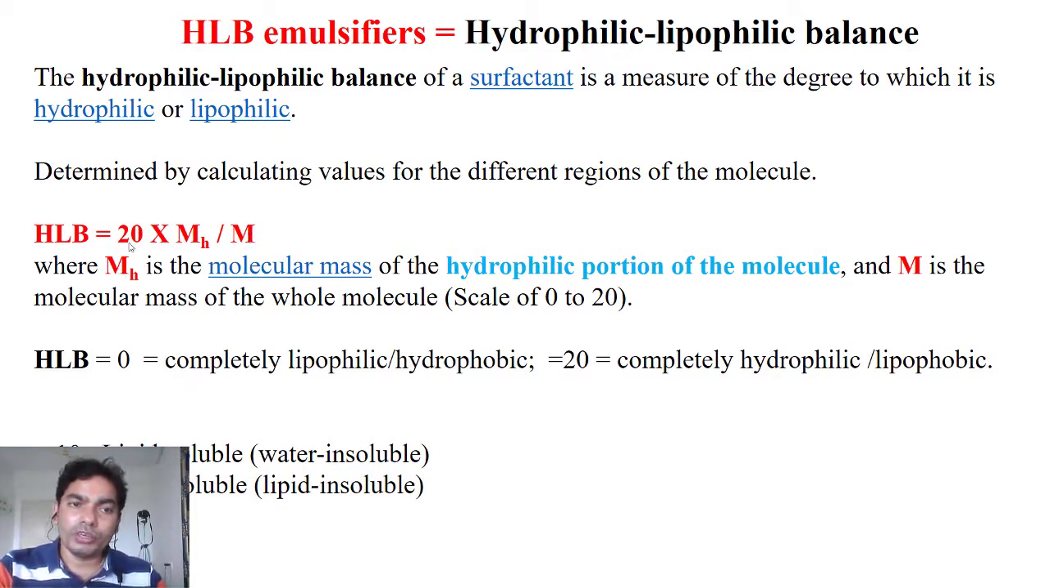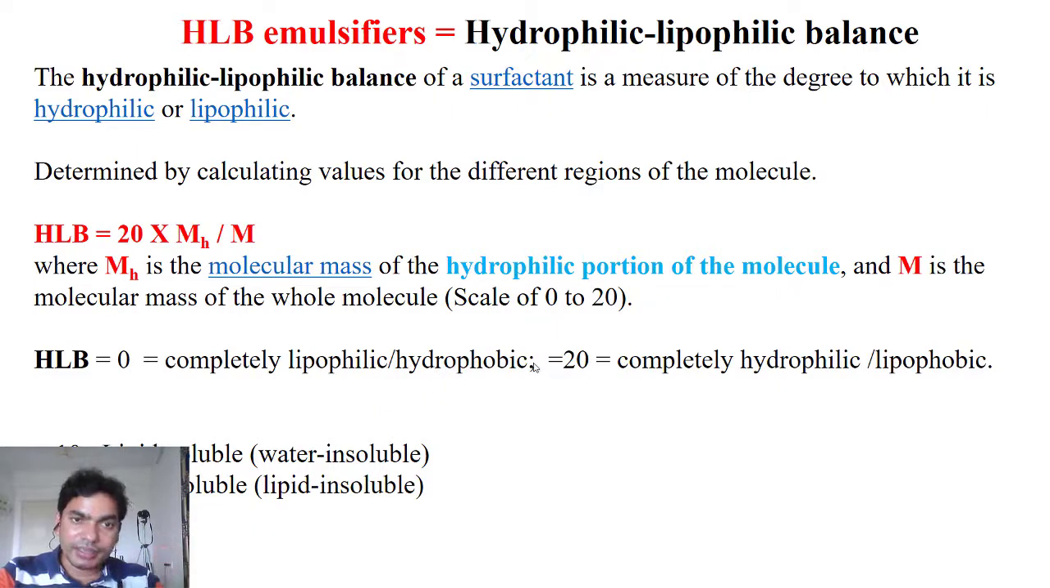So what is mH? mH is the molar mass of the hydrophilic portion of the molecule. And what is m? m is the molecular mass of the whole molecule, and that will come on a scale of 0 to 20. If it is 0, then that is completely lipophilic or hydrophobic.